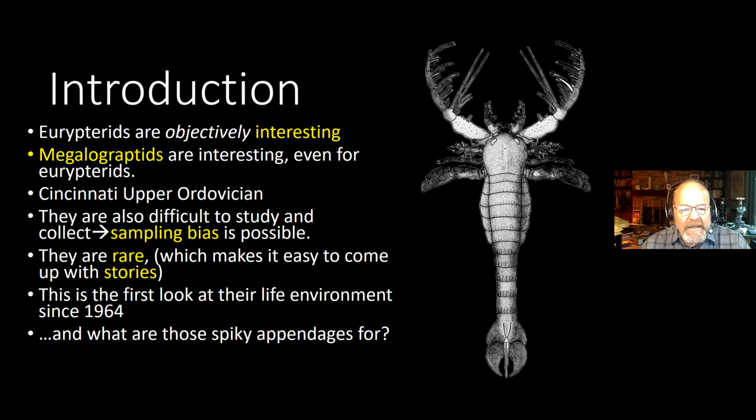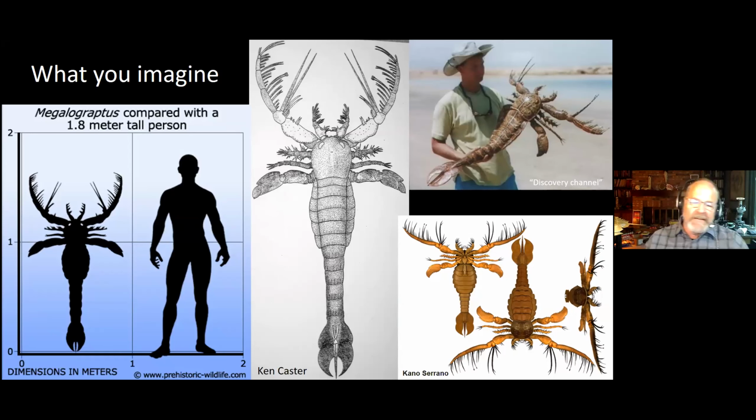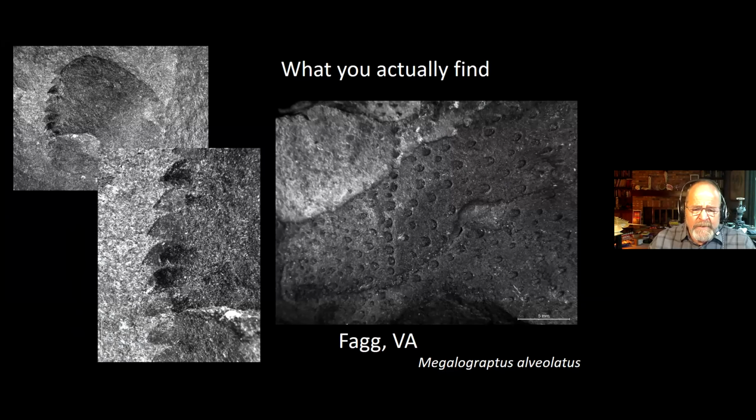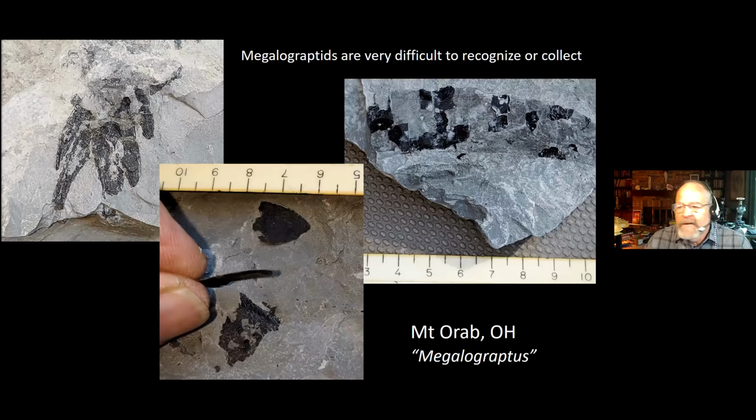But as a warning here, there's a lot of bias in these things. When you think about a megalograptid, you imagine these fully reconstructed things. But in reality, they are little scrappy bits. They are very hard to recognize, especially by the casual collector. This particular Mount Orab occurrence, for example, is just a few specimens from years of shale digging for trilobites by a person who kind of knew what he was doing. Otherwise, I think that they're missed.